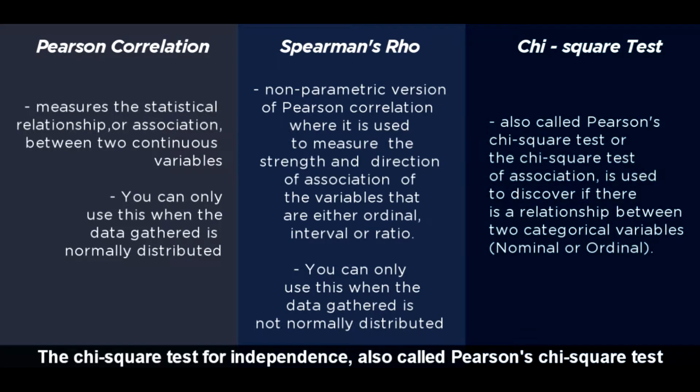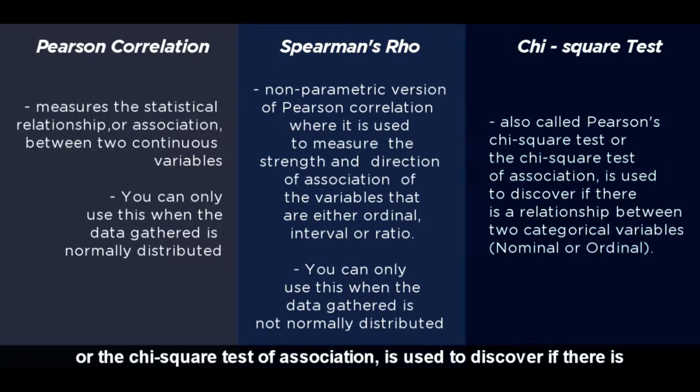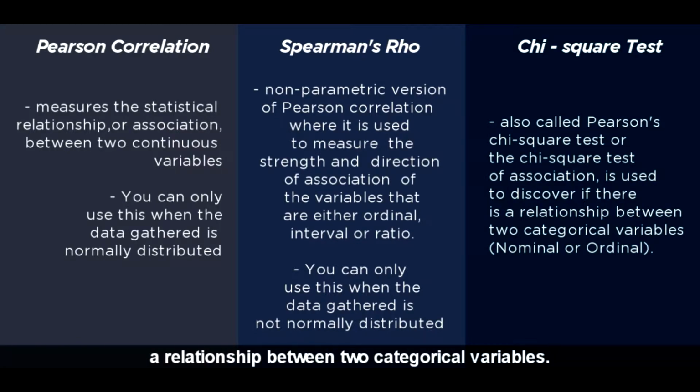For the chi-square test, the chi-square test for independence, also called Pearson's chi-square test or the chi-square test of association, is used to discover if there is a relationship between two categorical variables.